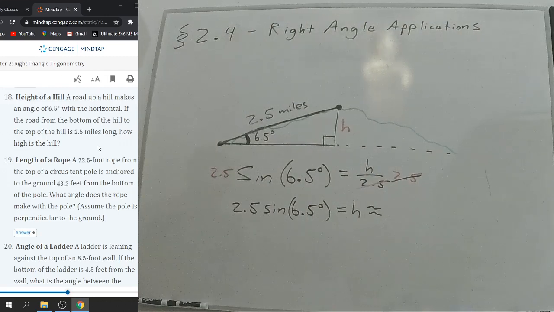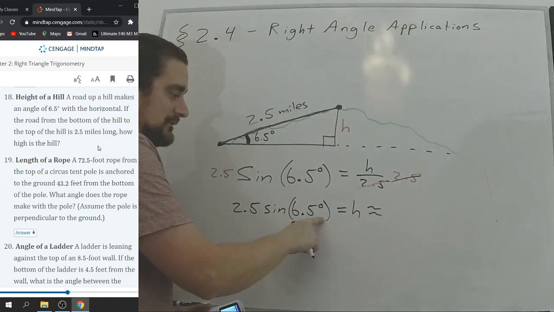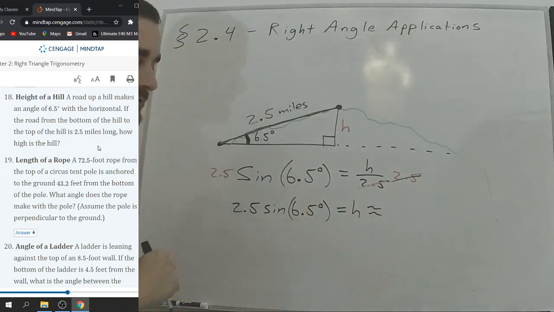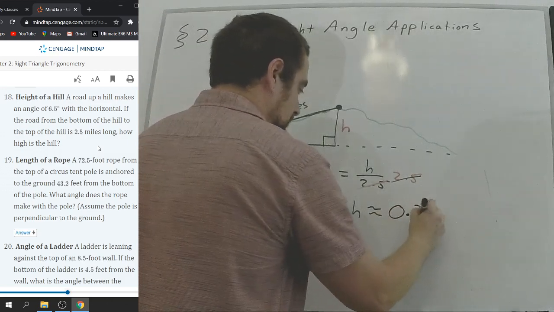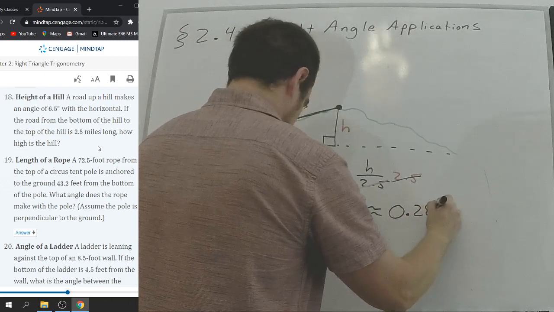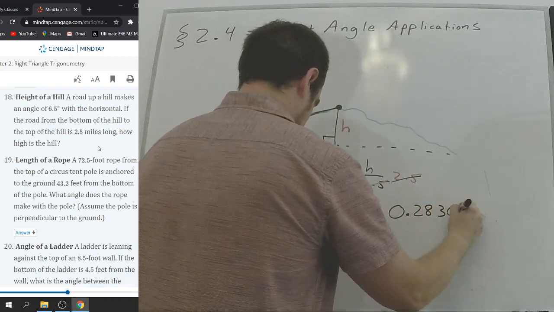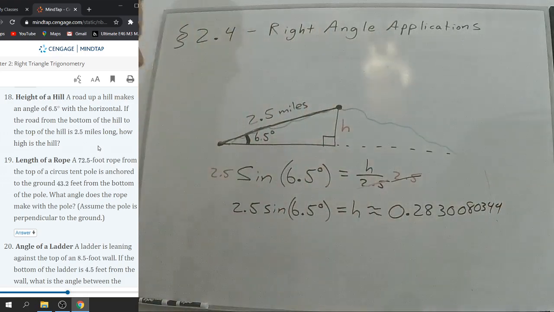2.5 times sine of 6.5. Just make sure you're in degree mode, because you are typing in a degree. If you're in degree mode, then you just need to type in 6.5. You don't need to also put in the degree symbol. And we'll say it's approximately 0.283008034. Okay, this is the calculator doing its best effort to give us the closest answer to what we've been given.